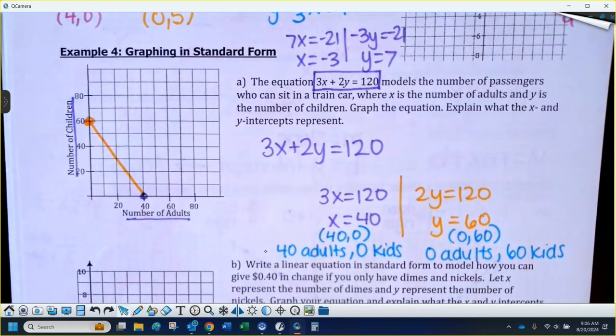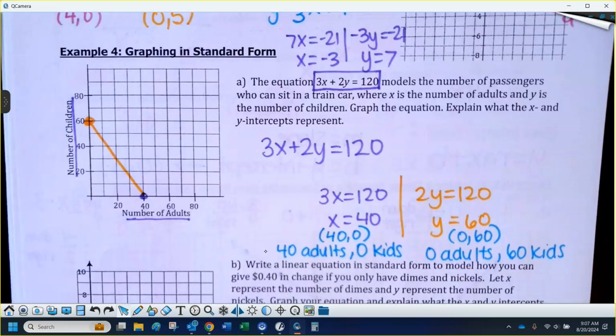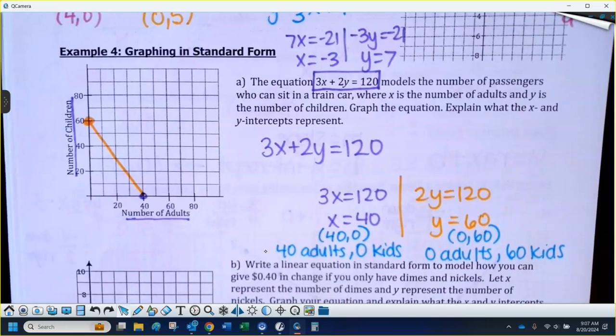And that would fit on this train. And then any combination along that line would be a number of adults and children that could work together and sit on the train. One variable is all or nothing, and the other variable is 0, is how the intercepts work.